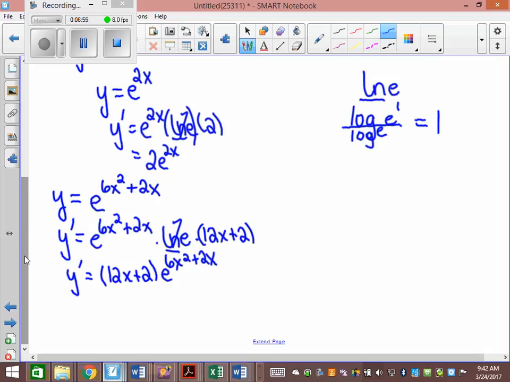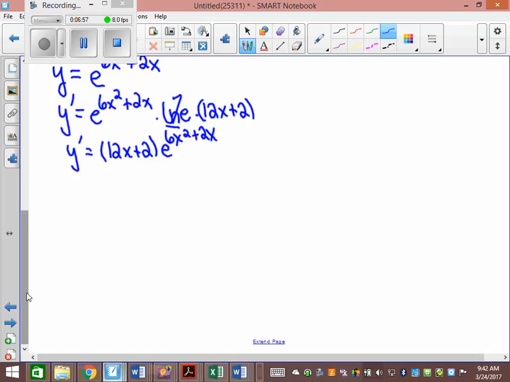Okay. Now what happens if it's not an e? The ln just doesn't go away. That's it. So y equals 4 to the x. So now instead of an e, I have a 4. Same question as I started with. The first question I started with was e to the x, but now I'm doing 4 to the x, correct? So what's the derivative of that? Rewrite it.